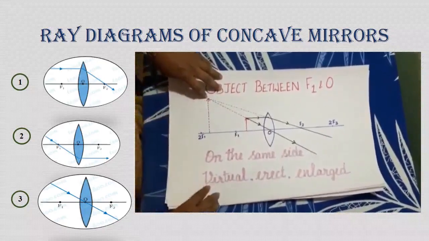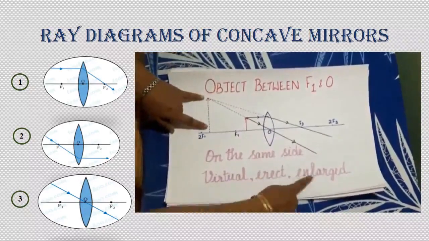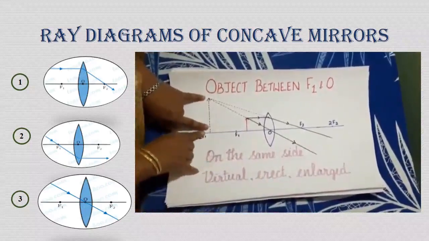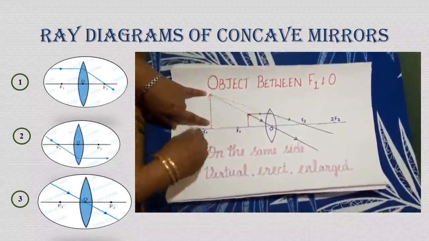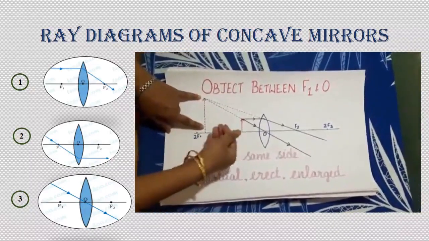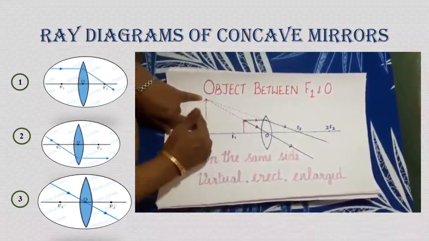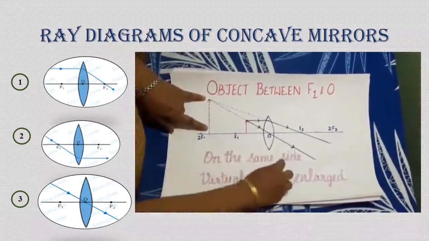So you write it as virtual, erect. What is the size? Enlarged. Virtual, erect, enlarged. And where is it formed? It is formed on the same side. It can be formed anywhere on the same side, either at F1 or between F1 and 2F1 or beyond 2F1. It can be formed anywhere, but it is on the same side. So you write it on the same side.